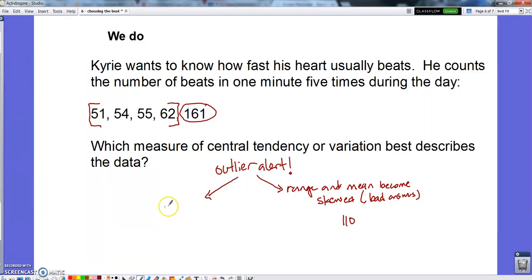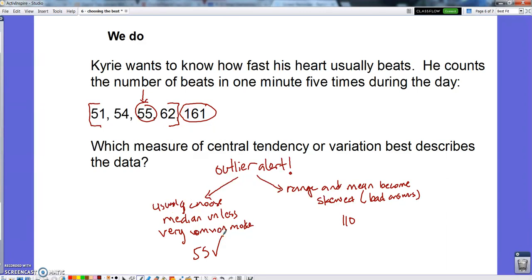So when you have an outlier alert, you're going to usually choose median unless you have a very common mode, which we don't here. And you usually won't. You know, if I had like 51, 51, 51, 51, 161, the mode might be great. But here, I'm probably going to choose the median, which is 55, and you say, half the time his heart rate's above 55, half the time his heart rate's below 55. That's probably the best measure here, thanks to the outlier.